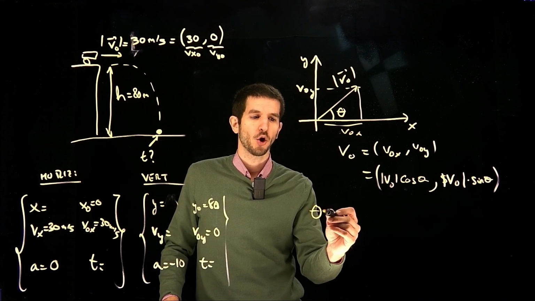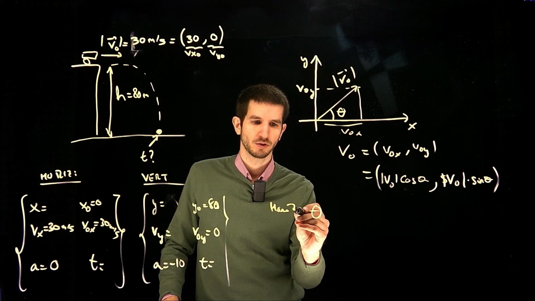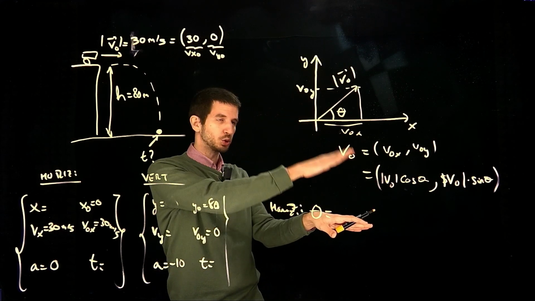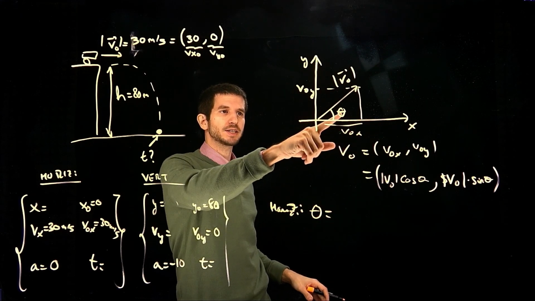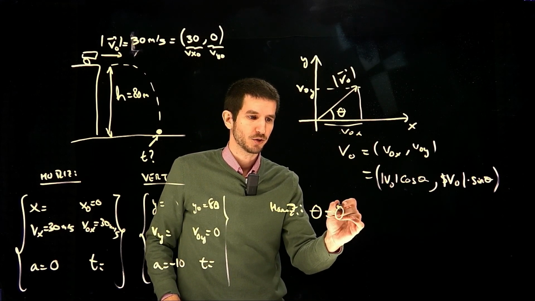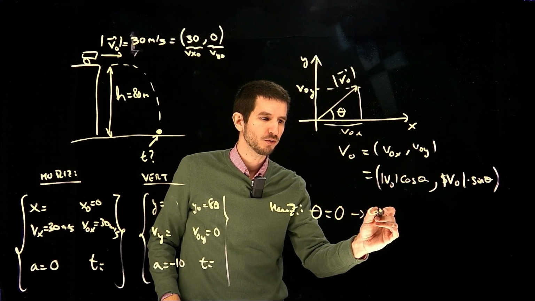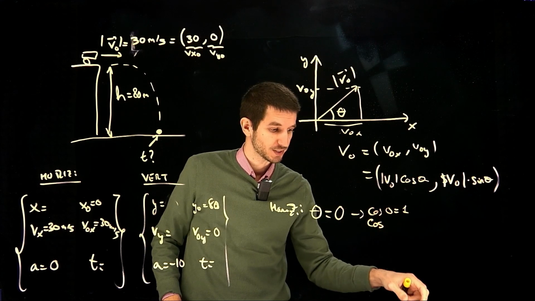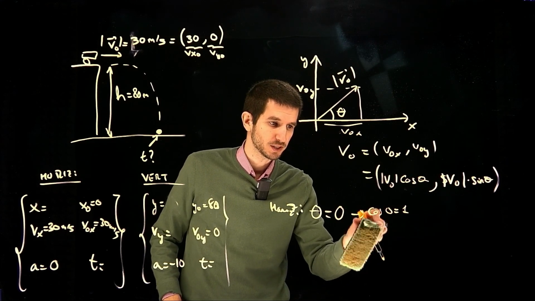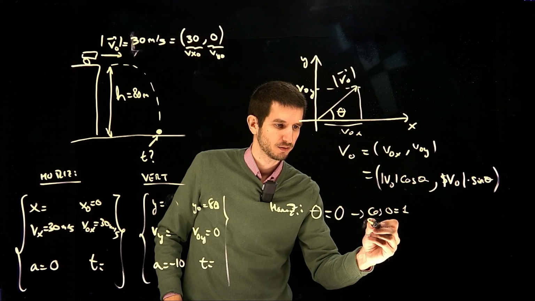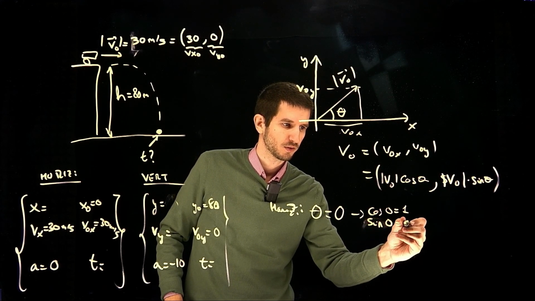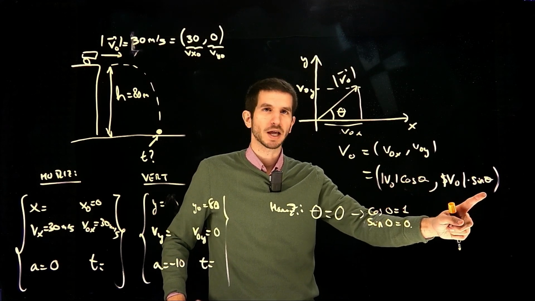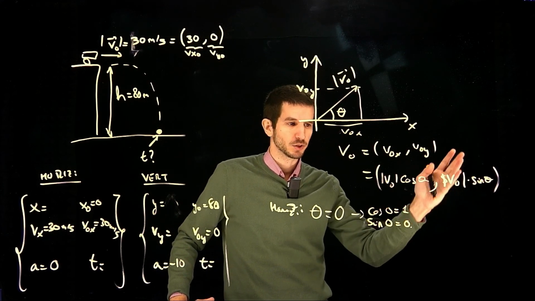And now we immediately see, if the object has a velocity that is purely horizontal, then how much is theta? Well, it just goes all the way down, so it's aligned with the x-axis. So how much is theta? It's 0. And then immediately you know that the cosine of 0 is 1, and the sine of 0 is 0, right? So how much is this? This is going to be v sub 0 times 1. This is going to be v sub 0 times 0. Whatever is multiplying 0 is going to be 0.